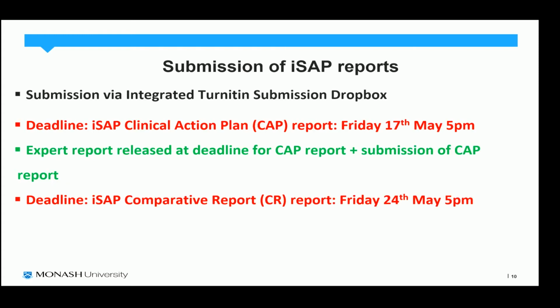When you submit your ISAP reports, it must be done via the integrated Turnitin submission Dropbox. What that means is when you submit your report, you will receive a Turnitin report which will indicate the similarity index. And for the faculty, the index should be less than 15%. Once the deadline has been reached, which means at 5 p.m. on the 17th of May, an expert report will be released, and then you need to compare your CAP report to that of the expert report and then provide a comparative report, and that should be done by the 24th of May.